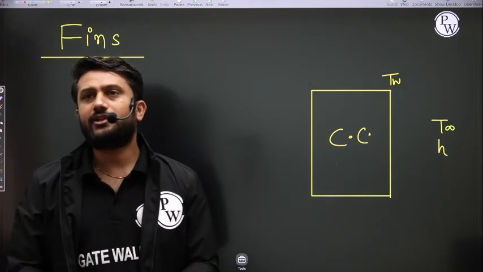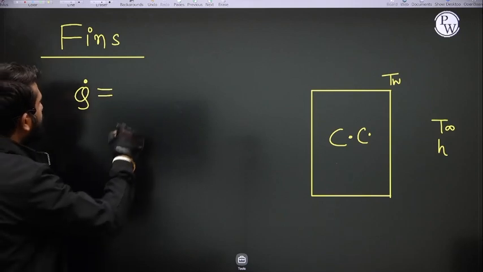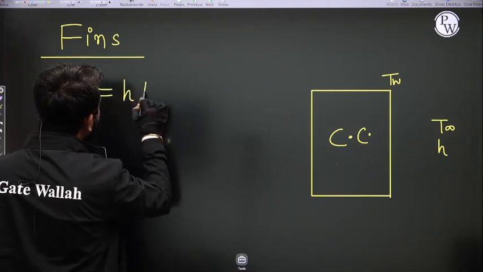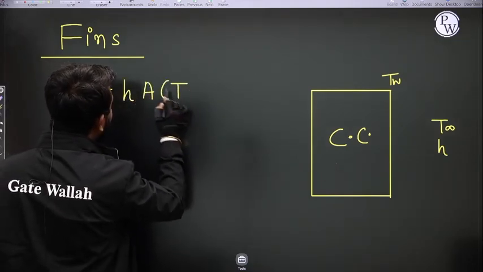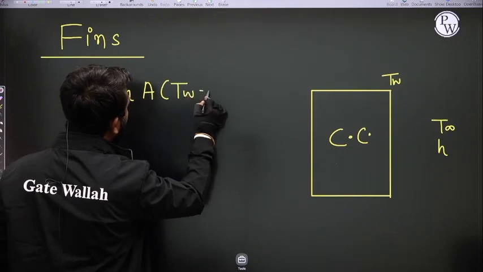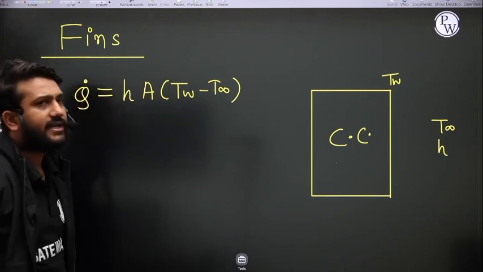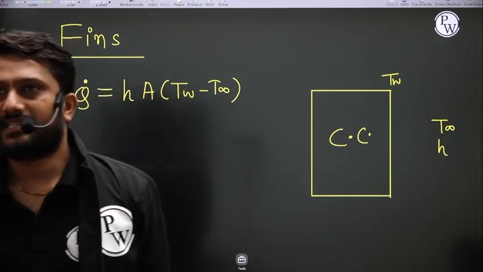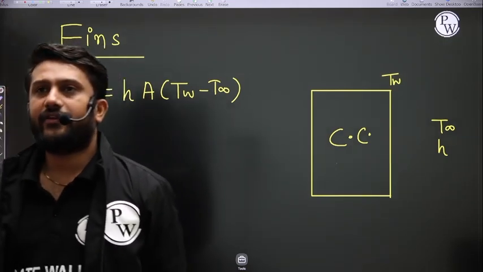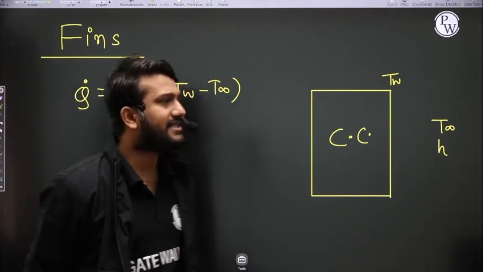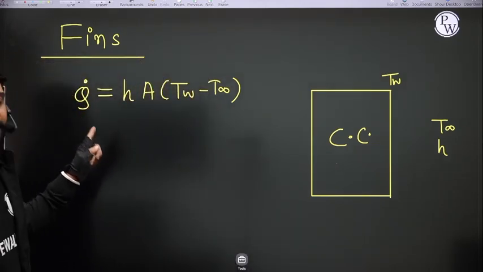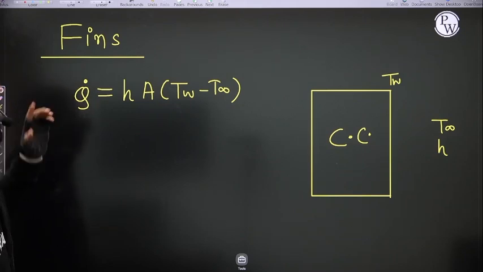So as per Newton's law of cooling, we can write Q equals h A (TW minus T infinity). Right, h A (TW minus T infinity). Is it fine? So what are the ways by which we can increase this rate of heat transfer?